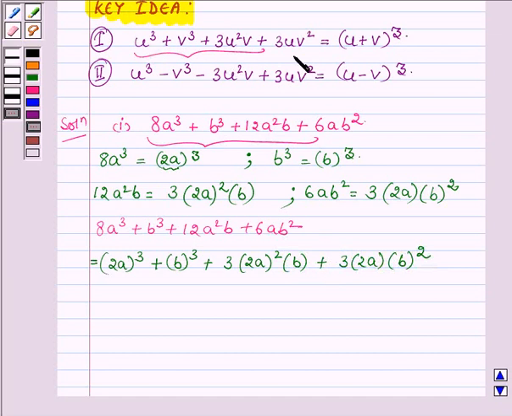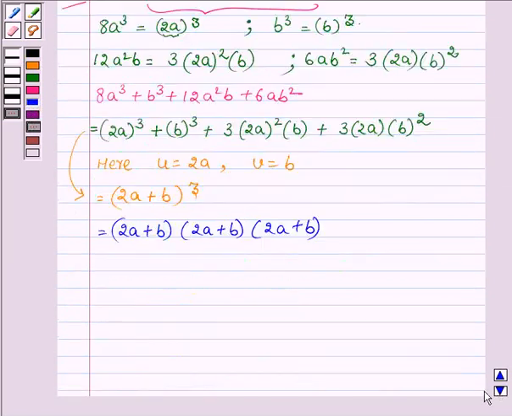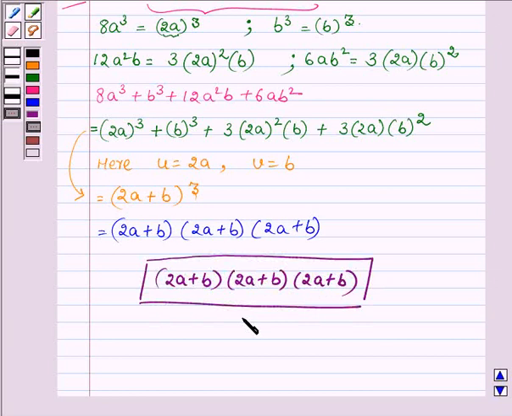Now on comparing it with the left hand side of the first identity, we find it in the form of u cube plus v cube plus 3u square v plus 3uv square, where u is 2a and v is b. And thus on applying the first identity, it can be written as 2a plus b whole cube. That is 2a plus b into 2a plus b into 2a plus b. And thus on factorizing, we have 2a plus b into 2a plus b into 2a plus b. So this completes the first part.